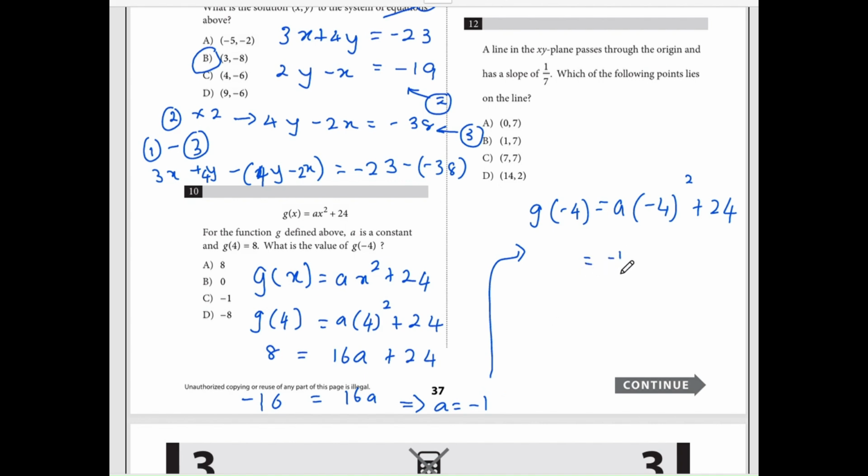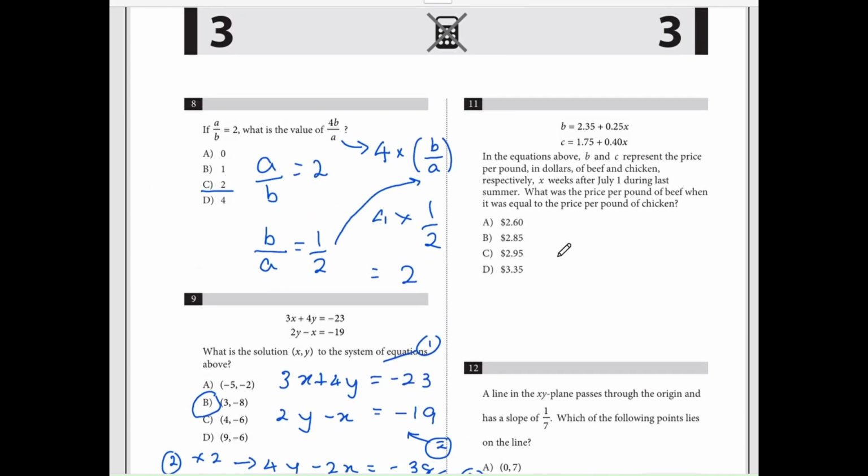then minus 1 times (-4) squared is plus 16, plus 24. Here minus 1 times plus 16 is minus 16, plus 24. Then g(-4) equals 24 minus 16, it's 8. Answer should be 8.